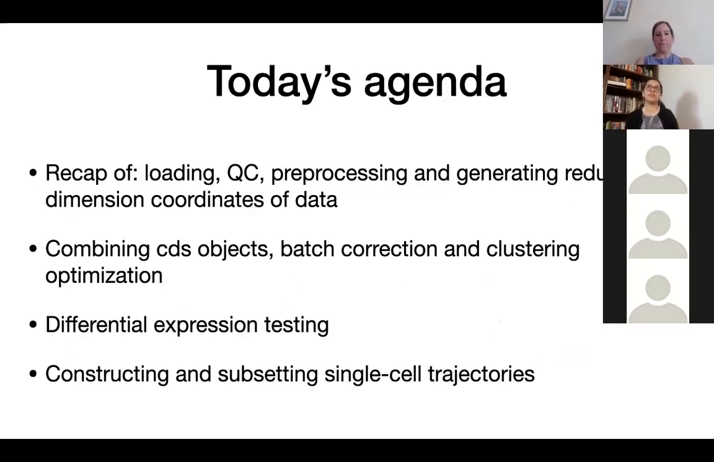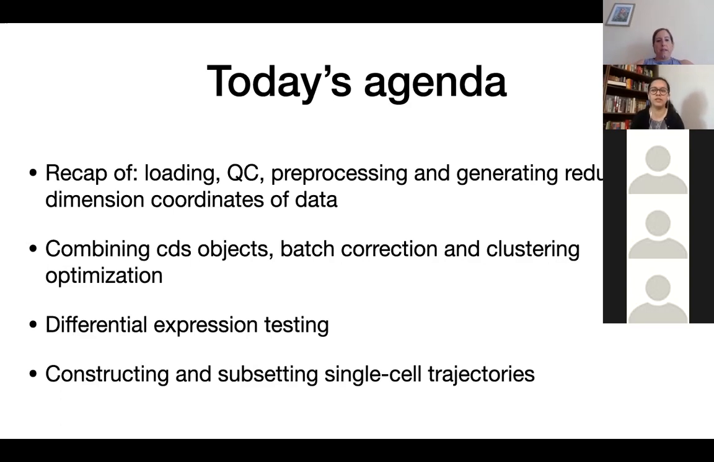Today's rundown is a recap of loading the data, a little bit of QC, pre-processing, and generating the reduced dimension coordinates of the data. I'll be running quite quickly through this section because we've done it a lot of times, and for the sake of time, we want to give more time for the differential expression and trajectory analysis. Then combining of CDS objects, where we will point you towards the right functions, and even batch correction.